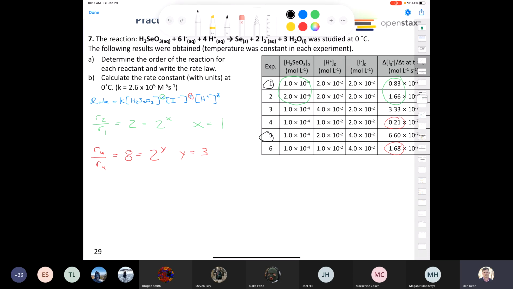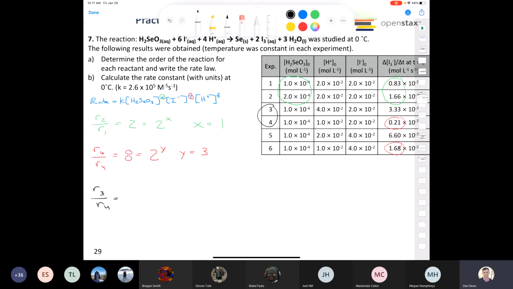I'm trying to figure out H plus. So let's see. You use 3 and 4. 3 and 4. Thanks a lot. Here we go. Let's do that. 3 and 4. My students are great. So let's take R3 over R4. By the way, if you ever want to rescue me, feel free. Don't be shy. Okay, 3.33 divided by 0.21.